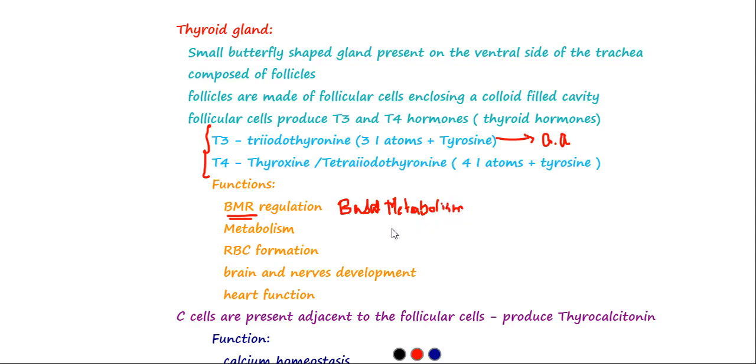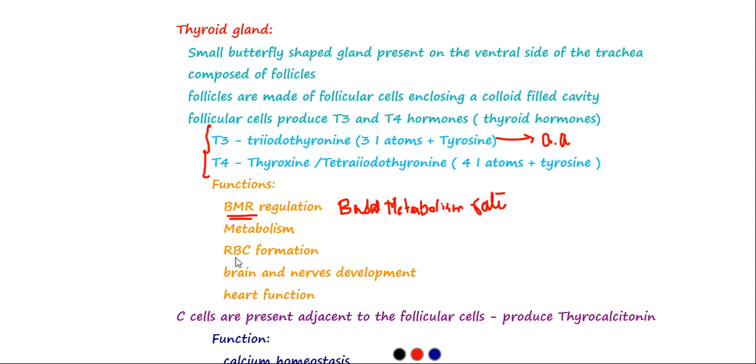Okay, so basal metabolic rate regulation. What do you mean by regulation? It regulates the basal metabolic rate, so it regulates the amount of energy that is consumed by the body at rest. Then it also regulates the metabolism, so it helps in metabolism of everything: glucose, fats, proteins, etc. It increases the glucose sensitivity of the body as well.